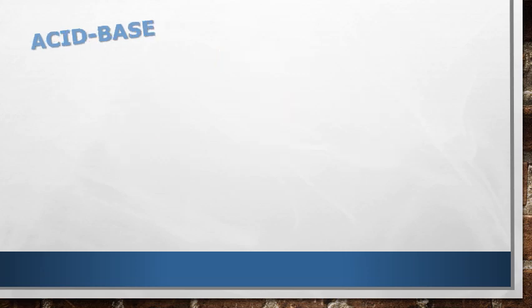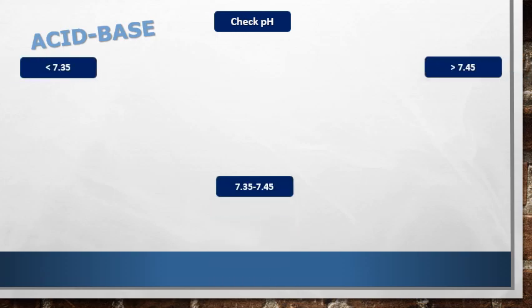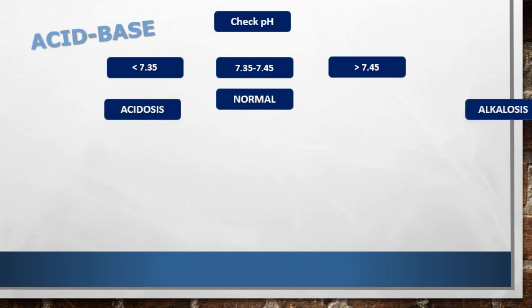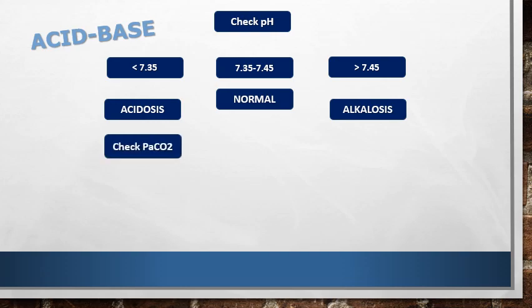The last algorithm is for the acid-base status. You will check the pH. You have three possibilities: maybe lower than 7.35, or between the normal range 7.35 to 7.45, or more than 7.45. The normal range is normal. Below that it's acidosis, more than it is alkalosis.